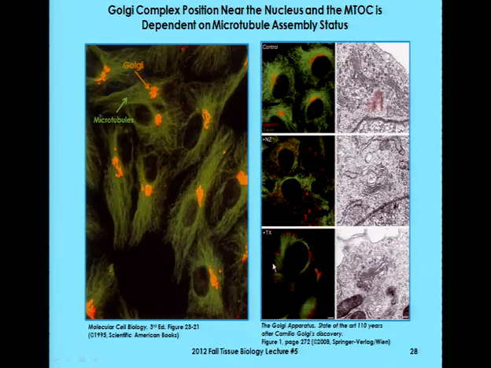Now, when other types of microtubule agents are used that stabilize microtubules, such as Taxol, we find that the Golgi is found at the peripheral regions of the cell. So the summary of these studies indicates that the Golgi complex, its position in the cell, is dependent on the microtubules and how they are assembled in the cell.